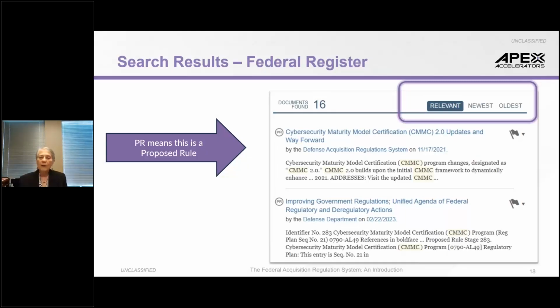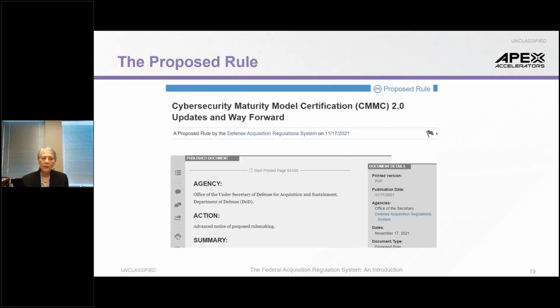So I'm looking at my 16 documents and I have them sorted. You can sort by recency and look at the newest or the oldest, or you can sort by relevancy, and I picked relevancy. And I found Cybersecurity Maturity Model Certification 2.0 updates and way forward. The PR in the circle there means that this is a proposed rule. So I clicked into the proposed rule, and this is what I found. It's going to give you a lot of good information. First, that it is an advanced notice of proposed rulemaking, who issued it, where to find more information.